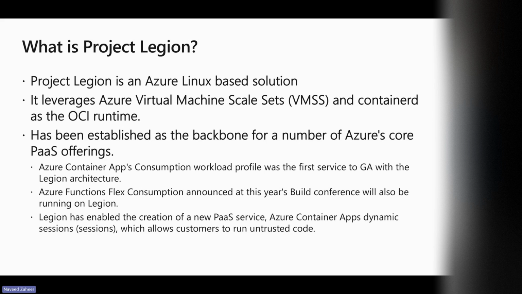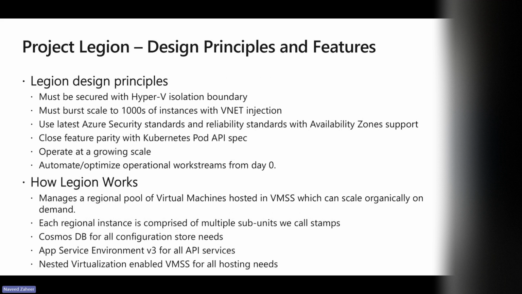And one of the key services that went on was the Azure Container Apps consumption plan. That was the first one. Then this is the Azure Functions Flex Consumption. That's another service that is sitting on top of it. So this is one of the key parts. That's the platform.